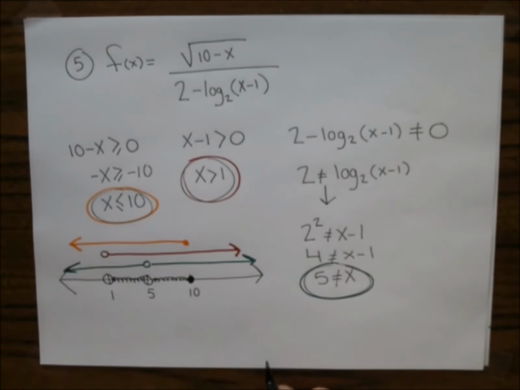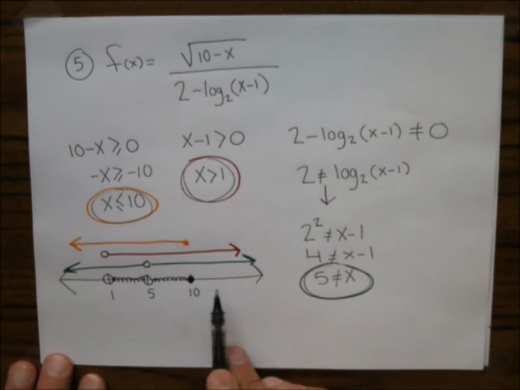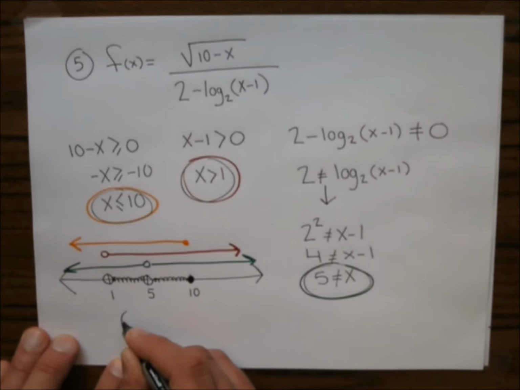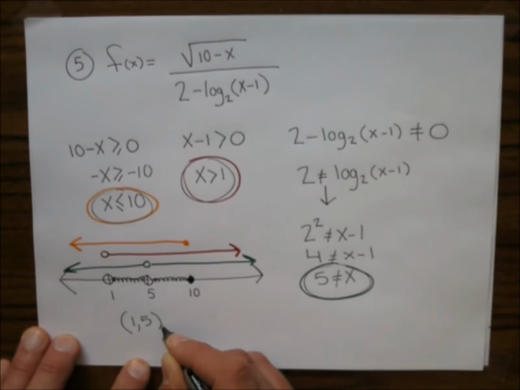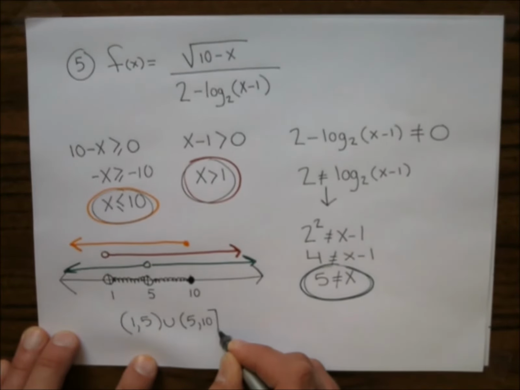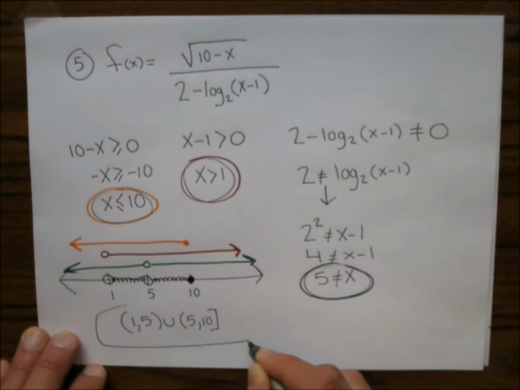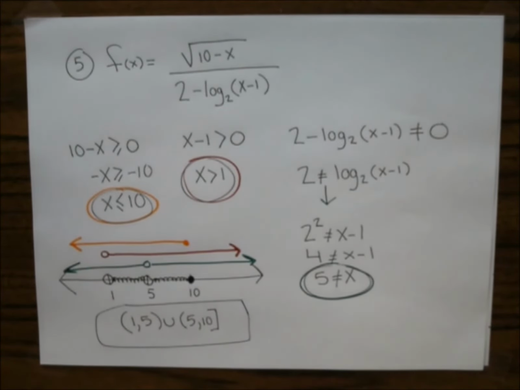And so the domain, you don't see all three colors beyond 10. You only see orange is missing and red is missing to the left of 1. So our domain is, in interval notation, 1 to 5, parentheses on both of those, and then we go parenthesis 5 to 10, bracket. And there's our answer. That problem was rather traumatic. Do your homework and work on these.